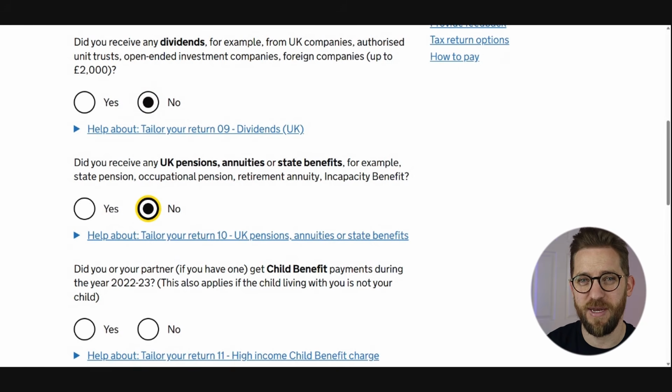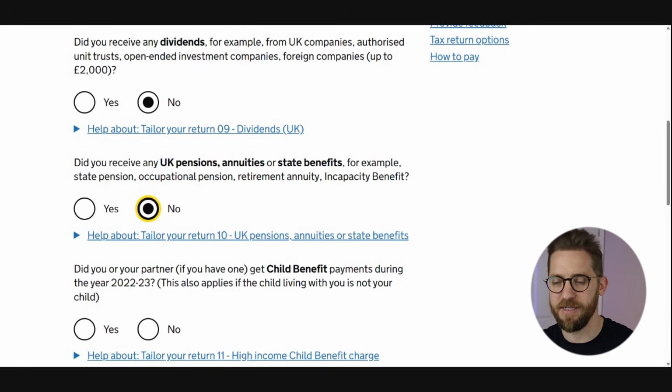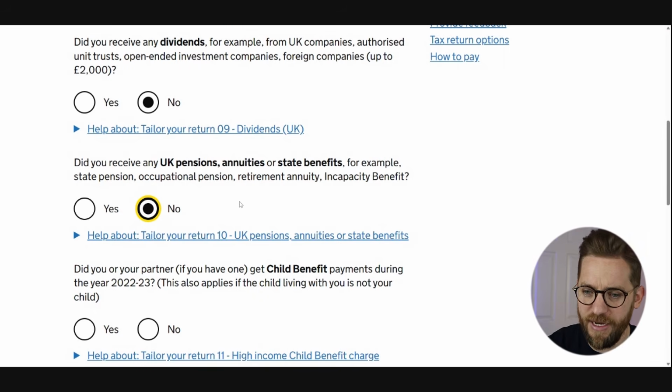Universal credit doesn't go in here. A lot of people ask me if this is where they declare their universal credit. No, it's not. You don't declare universal credit on a tax return. It isn't taxable income, so it doesn't need to go anywhere.